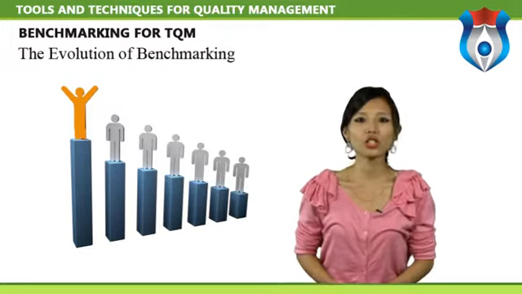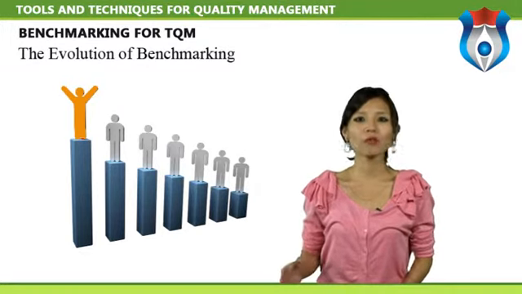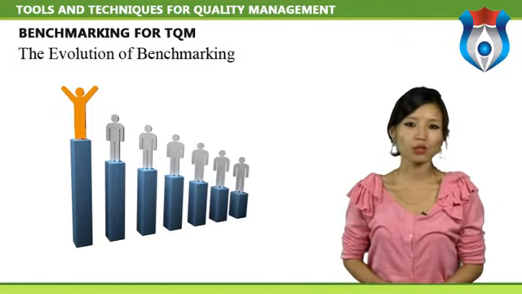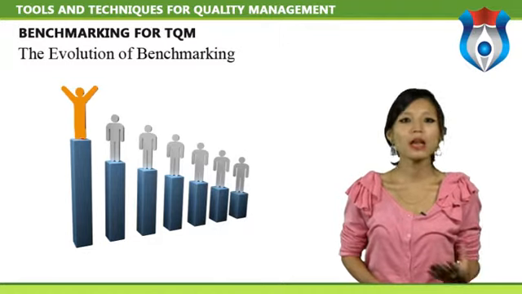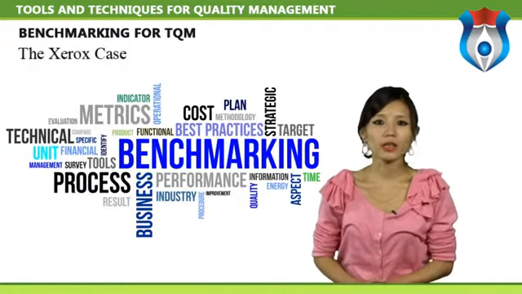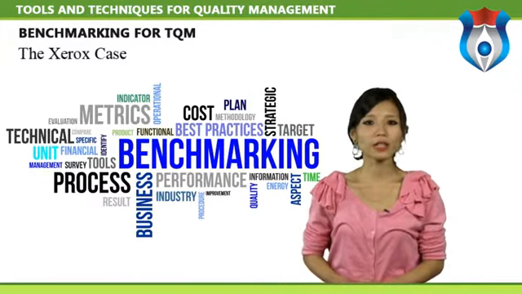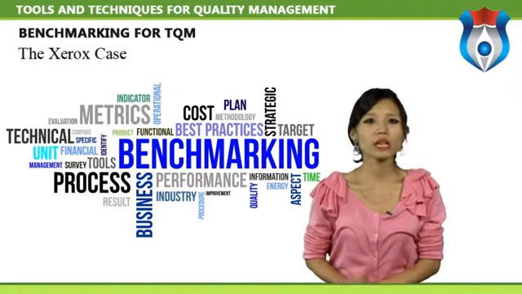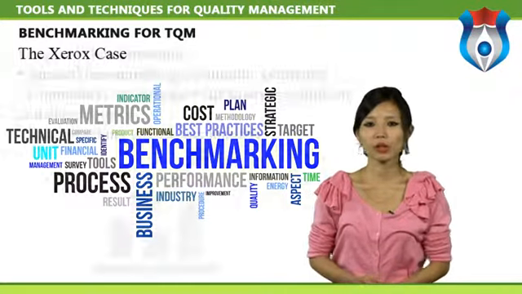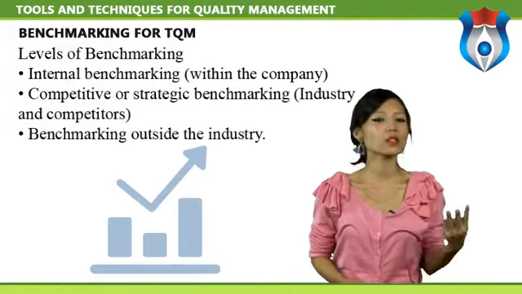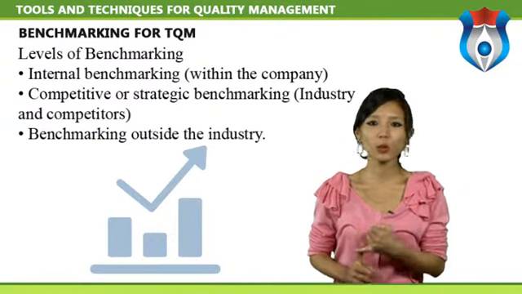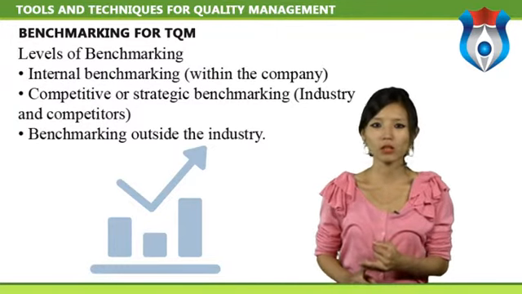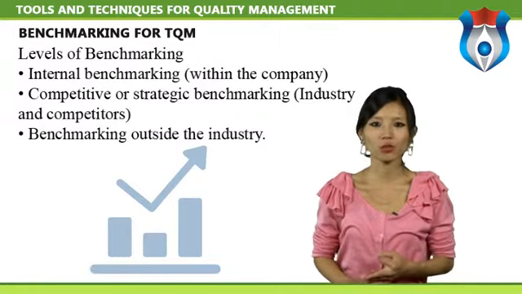The evolution of benchmarking. The method may have evolved in the early 1950s when W. Edward Deming taught the Japanese the idea of quality control. Other American management innovations followed. The Xerox case. The company invented the photocopier in 1959 and maintained a virtual monopoly for many years thereafter. Xerox became a generic name for all photocopiers. Levels of benchmarking. There are 3 levels of benchmarking. Internal benchmarking within the company, competitive or strategic benchmarking against industry and competitors, and benchmarking outside the industry.